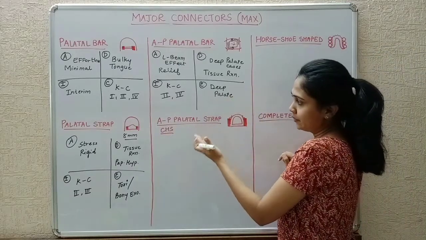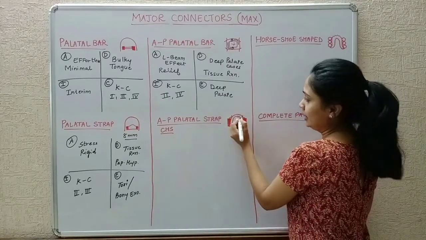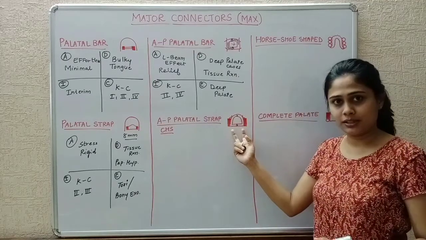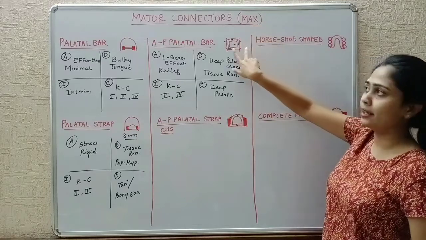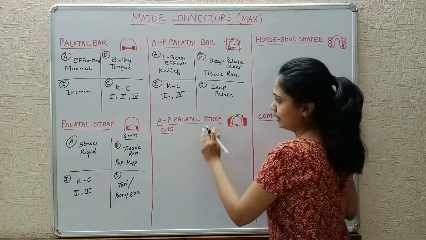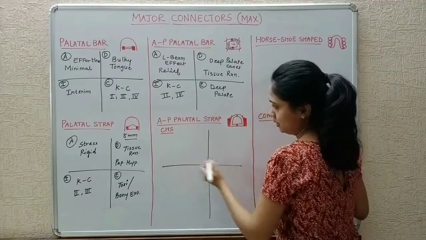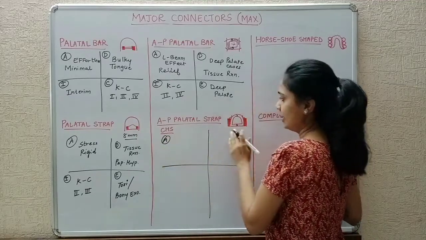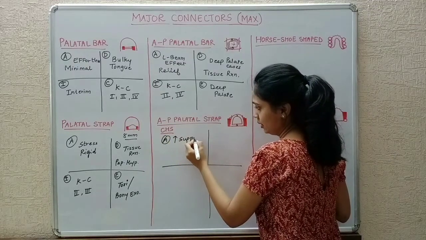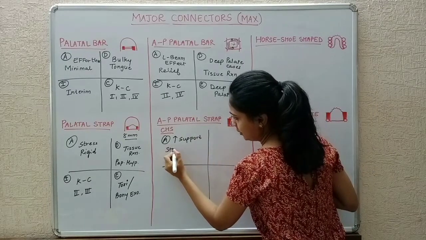Then we go on to the anterior posterior palatal strap. In this anterior posterior palatal strap, there is an anterior strap and a posterior strap which are connected with palatal bars. Here there was bar and bar connected with bar. Here it is strap and strap connected with a bar. And it is also known as closed horseshoe. So here also we'll see the advantages. The advantage of this is increased support. It provides us with increased support. And again here you can see L. So you can write strong L-beam effect.